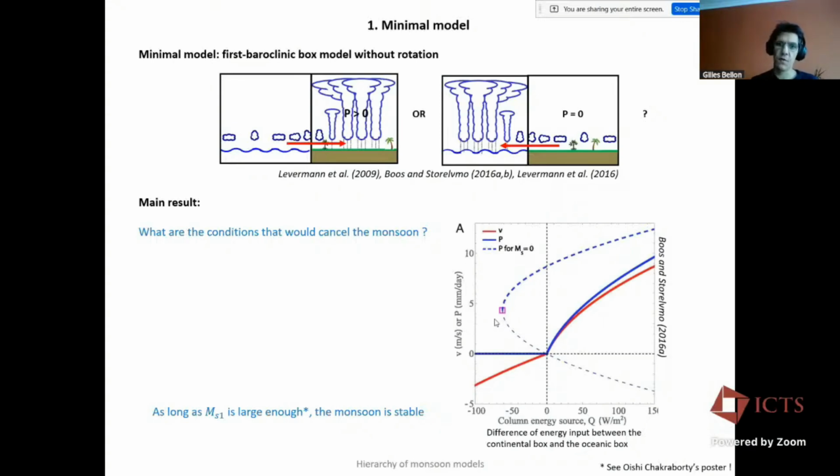That's because the vertical transport of energy isn't the dominant transport of energy anymore. And so, if you go beyond this threshold, you'll be able to have an abrupt transition towards a regime without monsoon. And in this case, you could maybe explain why the monsoon collapsed in some paleoclimates.